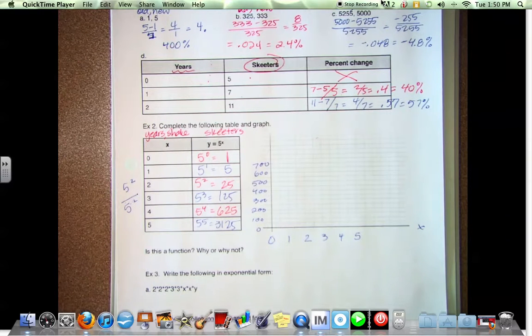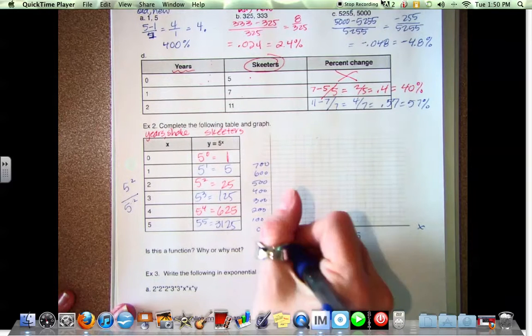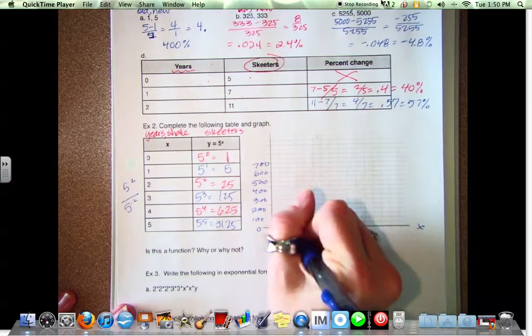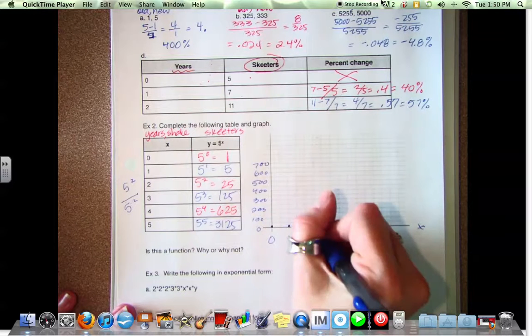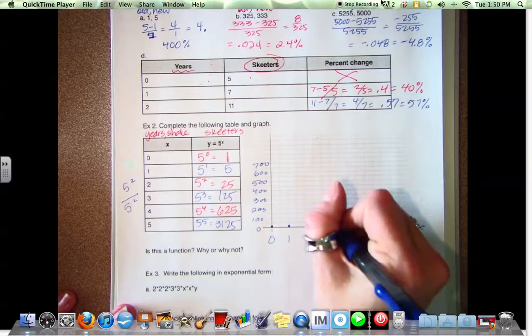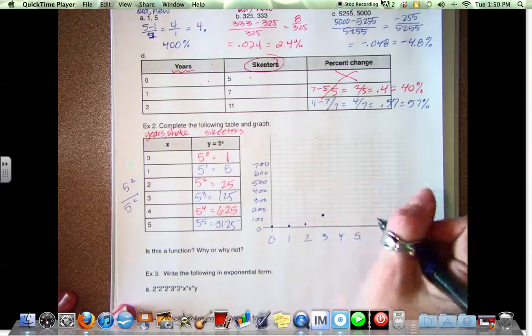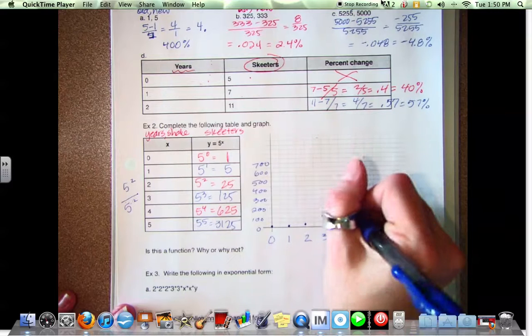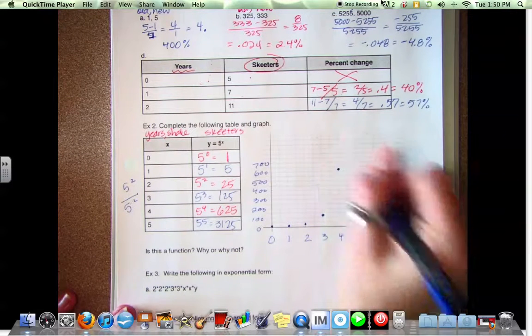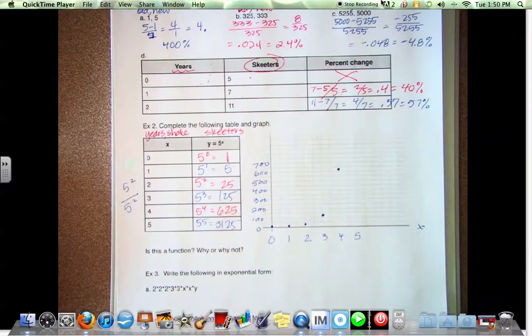All right, so at 0 we have 1. That's way low. At 1 we have 5. At 2 we have 25. At 3 we have 125. At 4 we have 625. And 5 is on the scale.